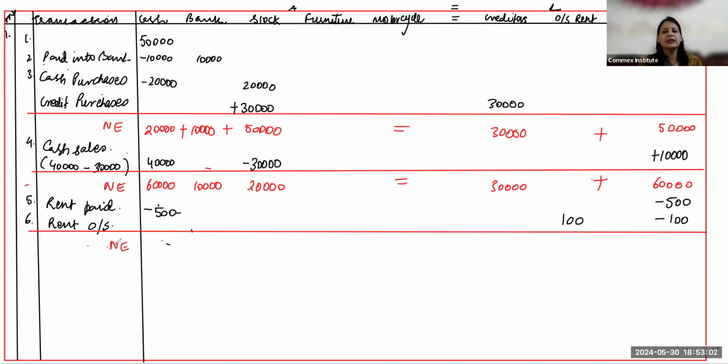So after fifth and sixth transaction taken together, my cash balance has gone down to 59,500 because I paid 500 for rent. Bank balance, no impact. Stock is same, 20,000. On the right hand side, we have 30,000 as the creditors. 100, a new column, outstanding rent, has been created. And the capital has gone down by 600 for the rent paid and outstanding rent. So it becomes 59,400.